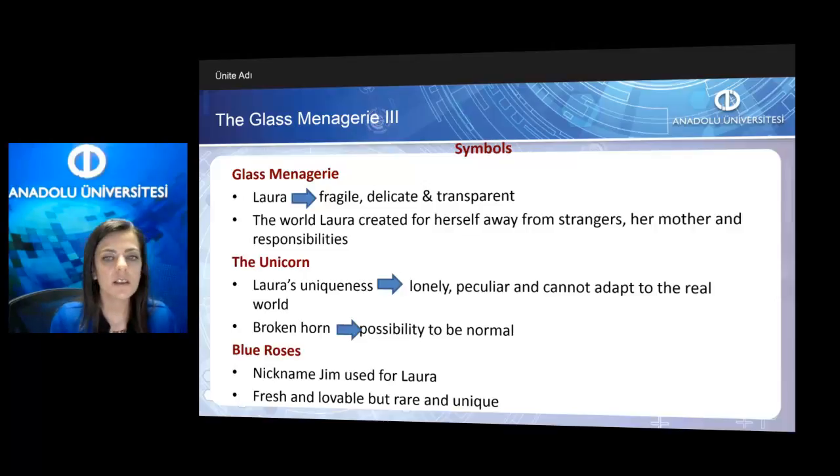The third symbol that we are going to talk about is the blue roses. Blue roses is actually the nickname Jim used for Laura at the high school. So like blue roses, Laura is fresh, lovable, but rare and unique because roses are not blue, mainly.